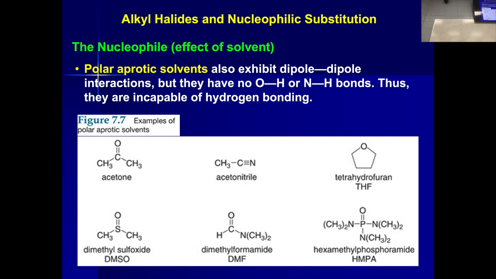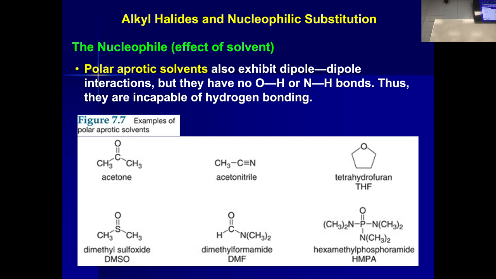An electronegative atom. Is carbon, would we consider that an electronegative atom? No, not really. Right? And what you see is that in all these cases there are hydrogens, but none of them are attached to the oxygens or the nitrogens. Okay? So acetone is a good example of a polar aprotic. Acetonitrile, tetrahydrofuran, dimethyl sulfoxide, dimethylformamide. These are all examples of polar aprotic solvents that we use in our laboratory.